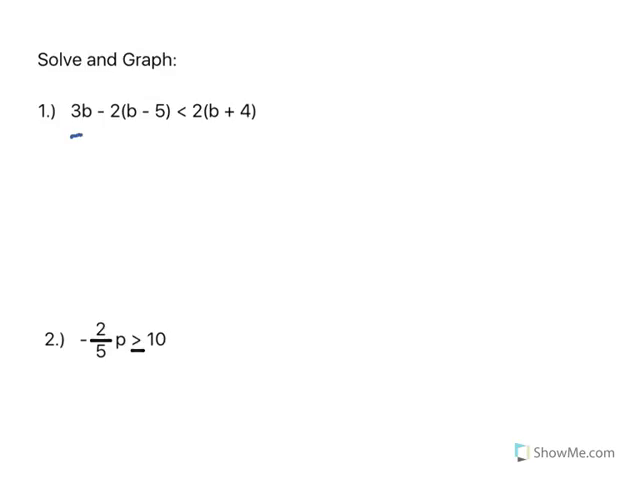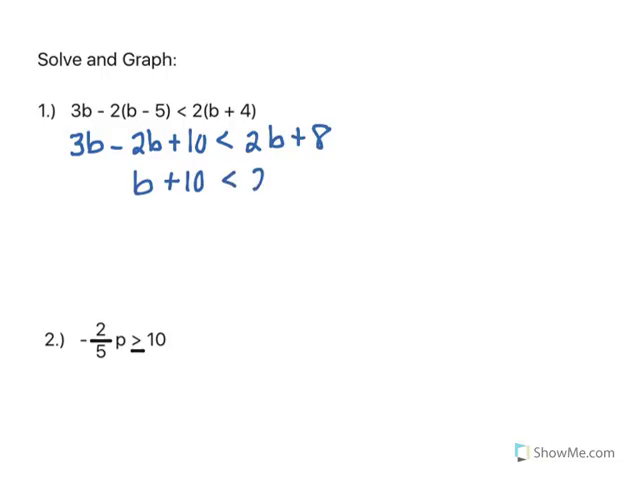So we're going to go through and solve. Here we're going to have 3b minus 2b plus 10 is less than 2b plus 8. Combine like terms: b plus 10 is less than 2b plus 8. I'm going to subtract b from both sides, subtract 8 from both sides, and if you read it from the b, you should end up with b is greater than 2. And that's because the open side of the inequality is facing the b, so that's the bigger side.